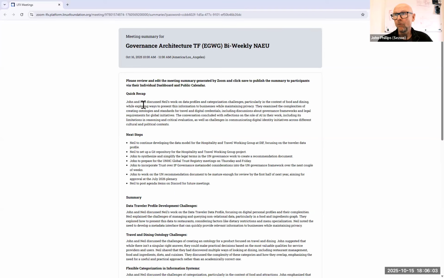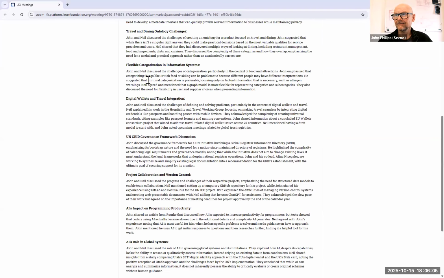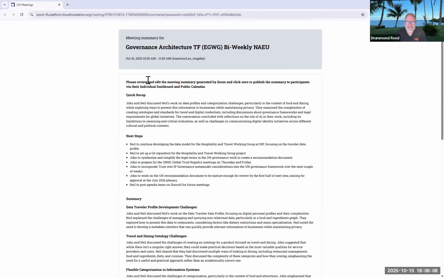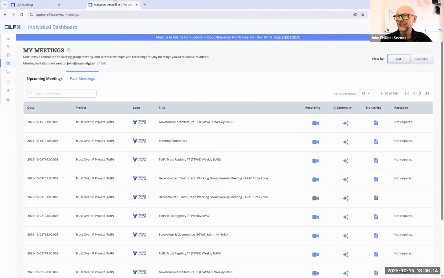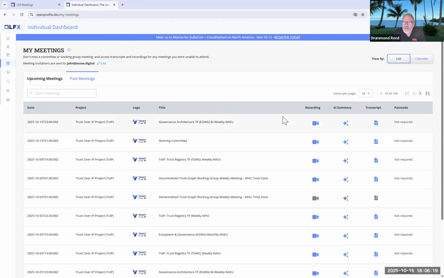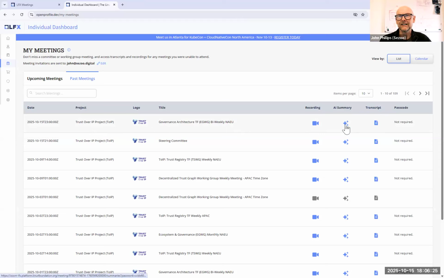But where do I edit? Where do I click save? There's no actual option. This is the actual dashboard you'll have too, the governance architecture, with the recording, AI summary, and transcript. So that's what I clicked, the AI summary, but I've got no option to edit or do anything with this.